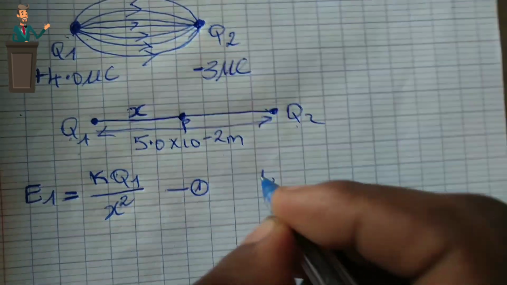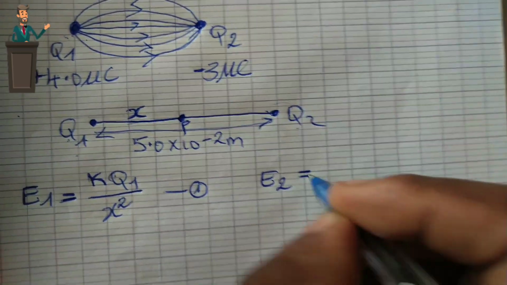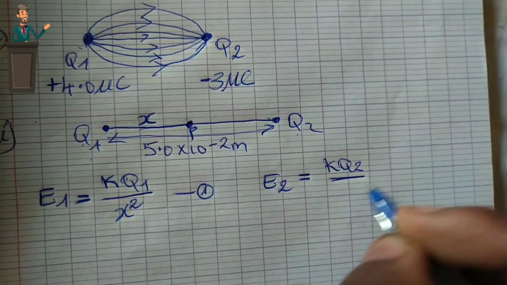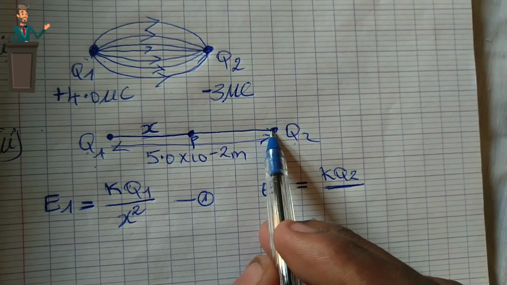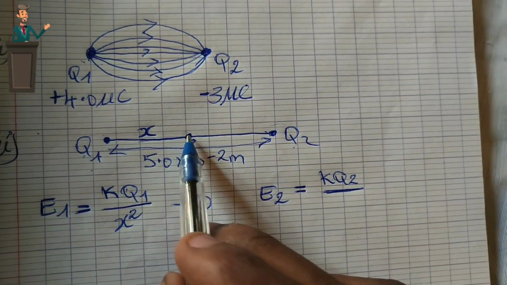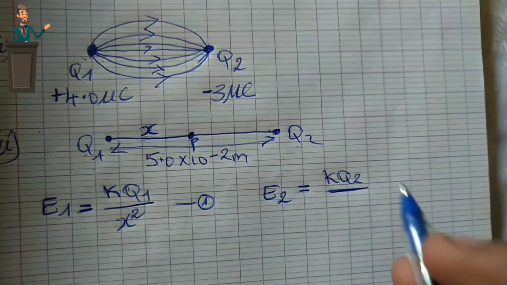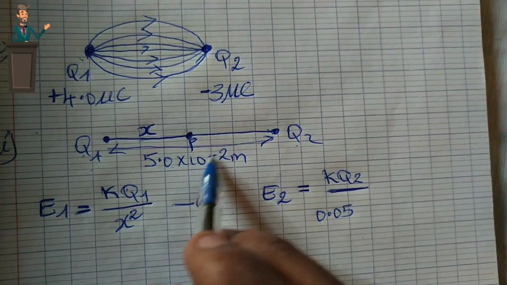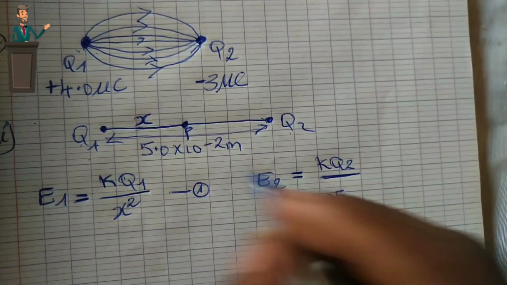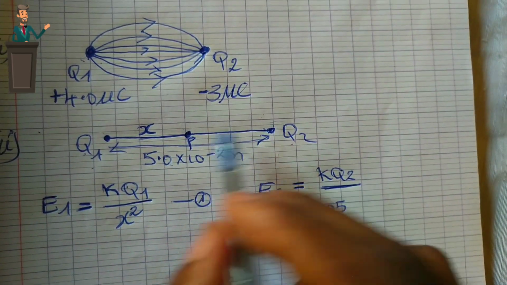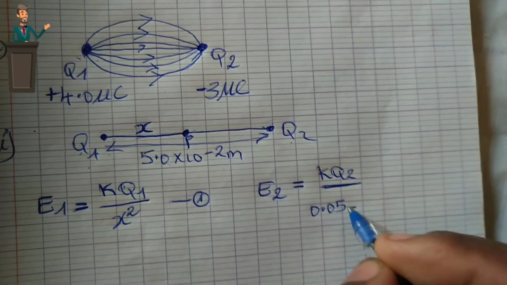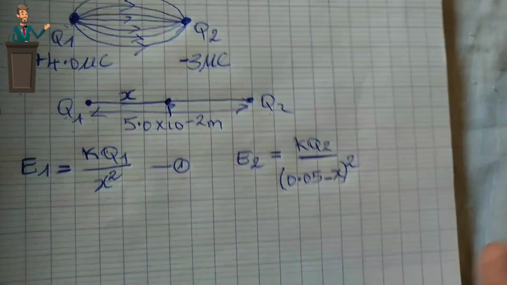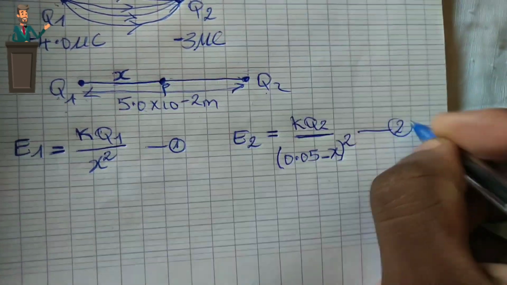Then we are going to have E2 as well. E2, meaning the electric field strength due to the charge Q2, is going to be KQ2 on... Now what is the distance from Q2 to that same point? It's no longer going to be x, because we know the total distance. We know the total distance as 0.05 meters. This 5.0 times 10 to the negative 2 is 0.05 meter. And if this distance is x, then this one will be the total distance minus x, all that squared. So we are going to call this equation 2.